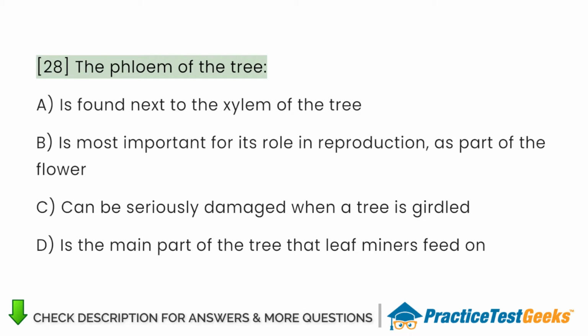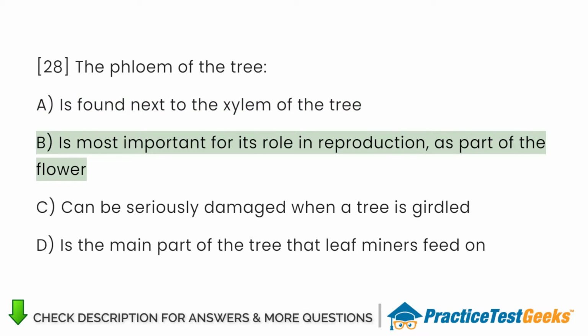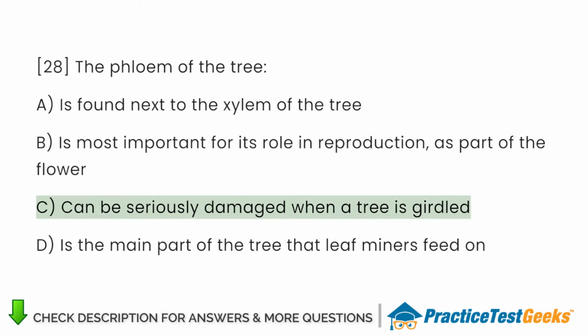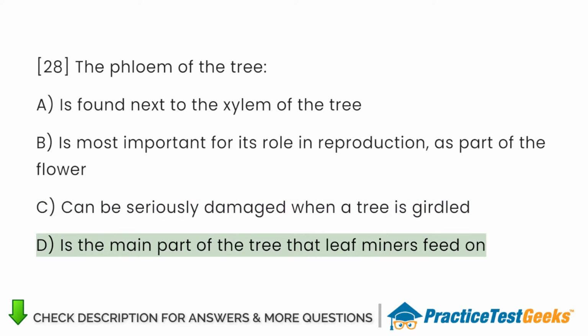The phloem of the tree. A. Is found next to the xylem of the tree. B. Is most important for its role in reproduction as part of the flower. C. Can be seriously damaged when a tree is girdled. D. Is the main part of the tree that leaf miners feed on.